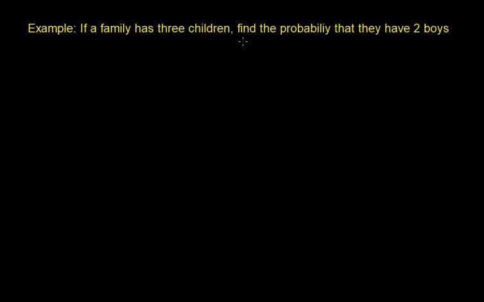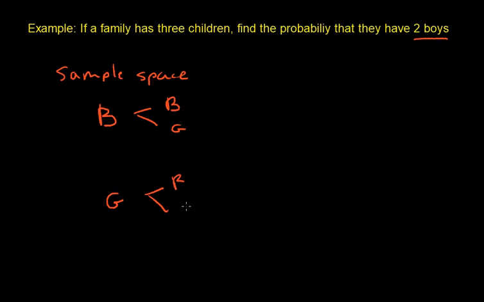So if a family has 3 children, find the probability that they will have 2 boys. All right, so let's think of our sample space. I think we talked about this sample space earlier. So for the first child, I could have a boy or a girl. For second child, I could have a boy or a girl. There are 2 possibilities here. There are 2 possibilities here. And then for the third child, I could also have a boy or girl.